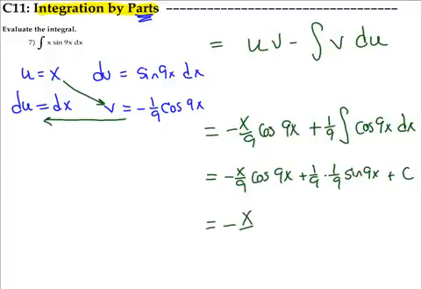Just cleaning it up a hair more: negative x over 9 cosine 9x plus 1 over 81 sine 9x plus c. And we're going to stop right there.